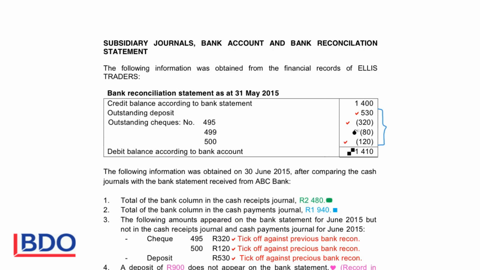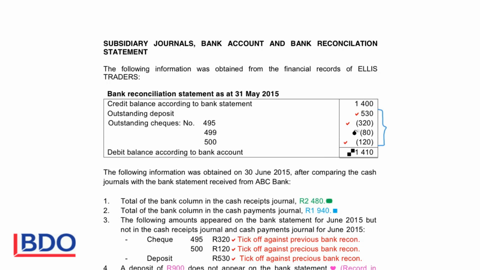The bank reconciliation statement that is provided was for the previous month, that was on the 31st of May 2015. We will do a bank reconciliation on the 30th of June 2015 after comparing the cash journals with the bank statement. Then they also give me the total in the cash receipts journal at the end of June and the total in the cash payments journal.